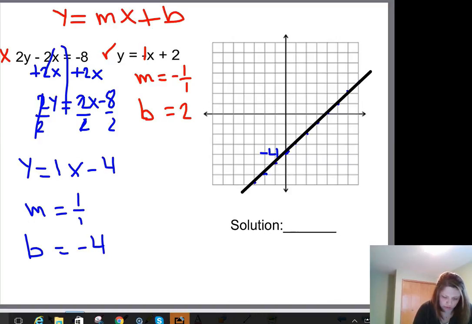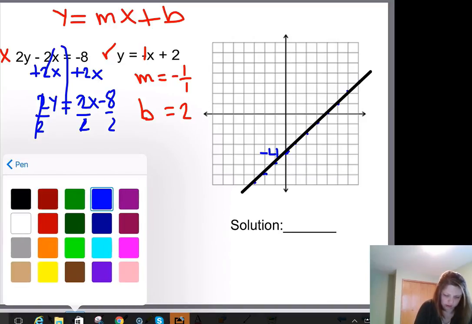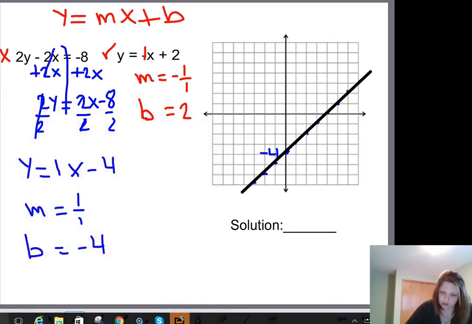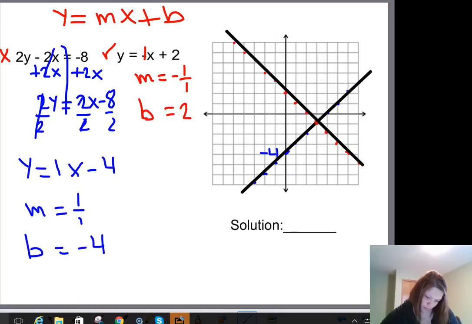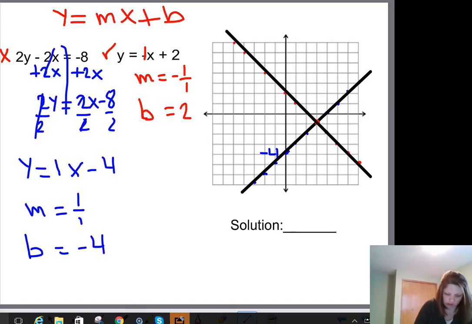Now I'm going to graph the second equation. And we have b is positive 2, which is right here. And then we have negative 1 over 1 slope. Alright. So you can see that this right here will be the intersecting point. But I'm going to draw a line so you can see well. There you go. Alright, perfect.